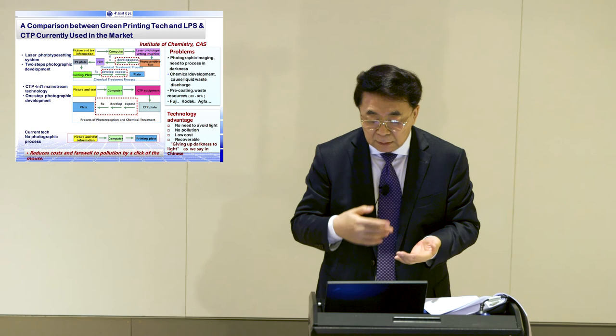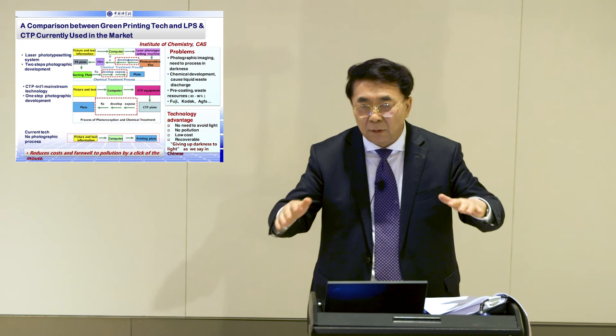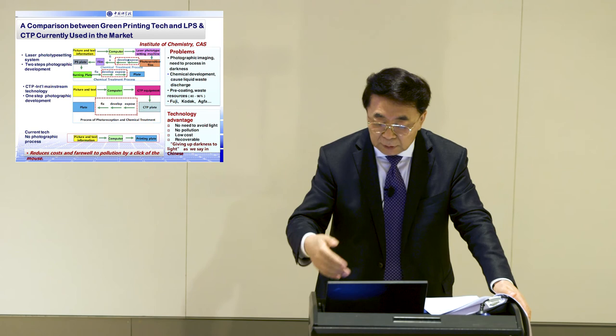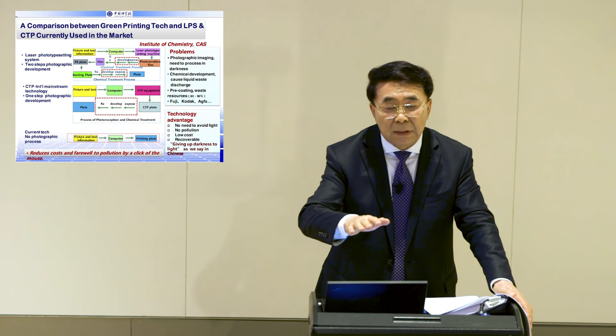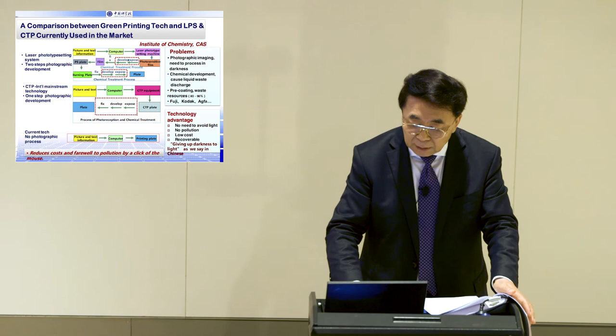About 80 or 90% of the pre-coating will be developed away after exposure. Companies like Fuji, Kodak, and Agfa use the same approach to produce the plate for printing. So we developed a new technology.